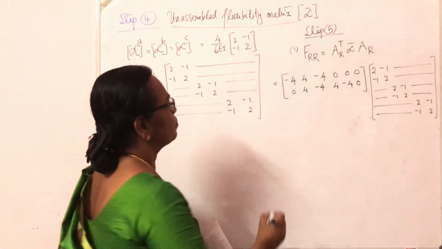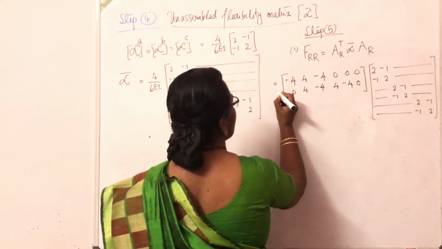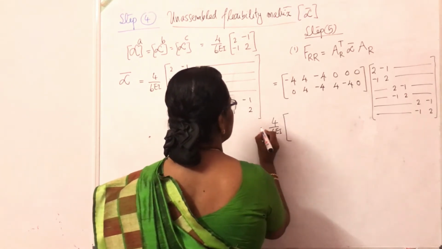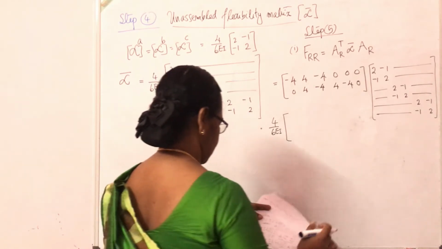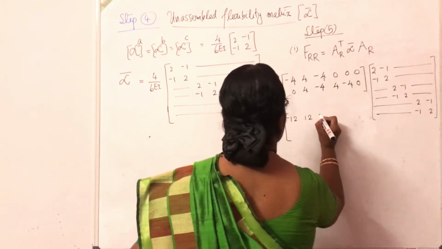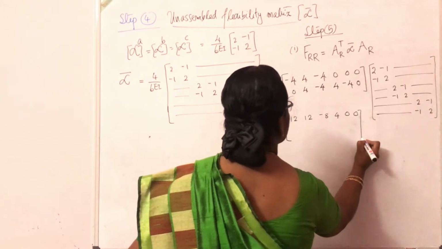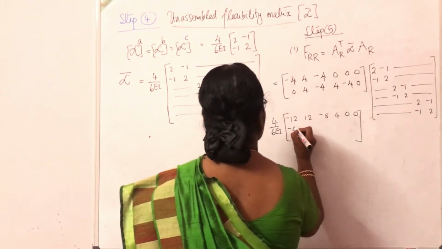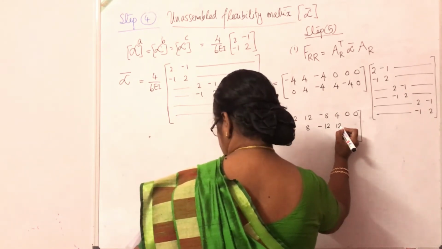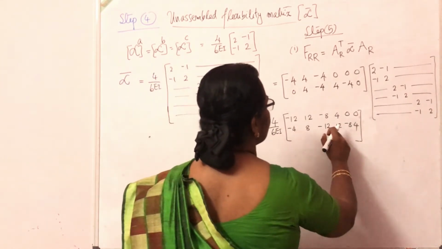Do the multiplication. This is AR transpose alpha bar. There is the element 4 by 6 EI outside. So it will be 4 by 6 EI into, it works out to minus 12, 12, minus 8, 4, 0, 0, minus 4, 8, minus 12, 12, minus 8, 4. This is AR transpose alpha bar.